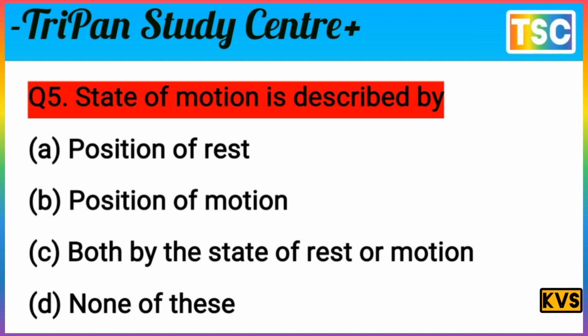The question is clear here. A state of motion is described by the position of rest. That's right, position of rest is correct. Position of motion is also correct. It means two options are correct here, but you have to tick both options. It means option C is correct: both by the state of rest or motion. There, option C is correct here.